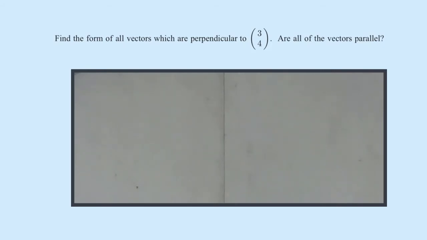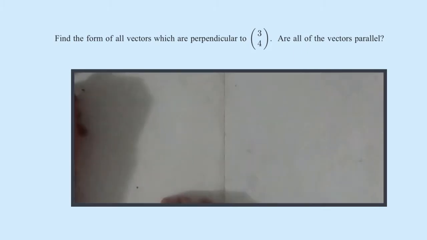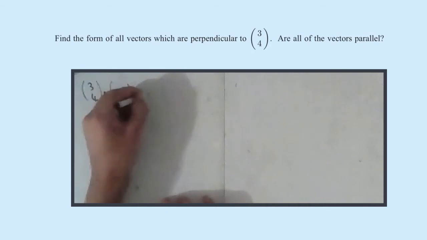Find the form of all vectors which are perpendicular to (3, 4). Are all of the vectors parallel? Okay, so if we're looking for a vector that's perpendicular to another vector, we think dot product. We think dot product equals 0. So basically (3, 4) dot something else needs to equal 0.